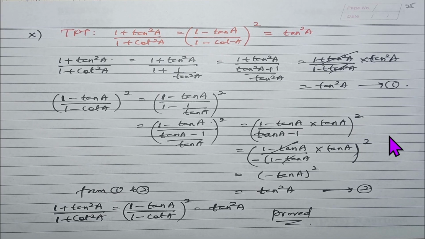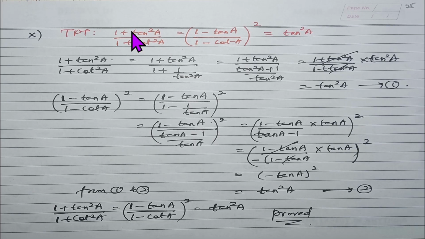Remember that. Now coming to example number 10, we have been given here to prove (1 plus tan square A) upon (1 plus cot square A) is equal to ((1 minus tan A) by (1 minus cot A)) whole square, is equal to tan square A. Now I have to prove that this is equal to this and this is equal to this, or rather even if I prove that the first one is equal to tan square A and the second one is equal to tan square A, that means I have proved all of them to be equal.